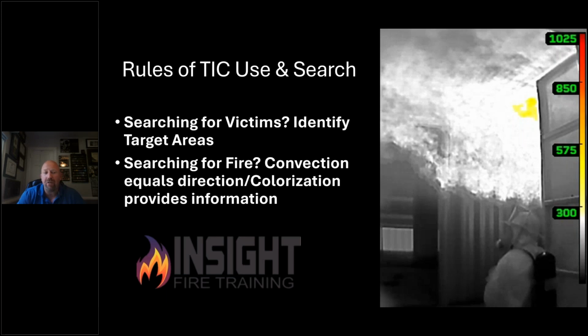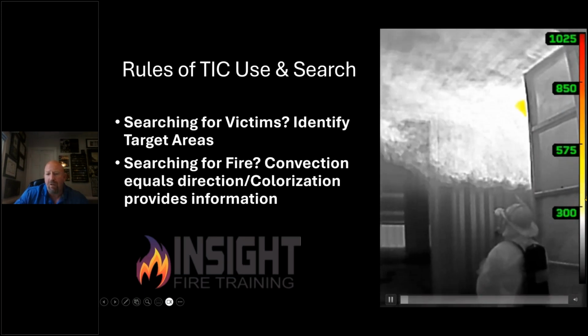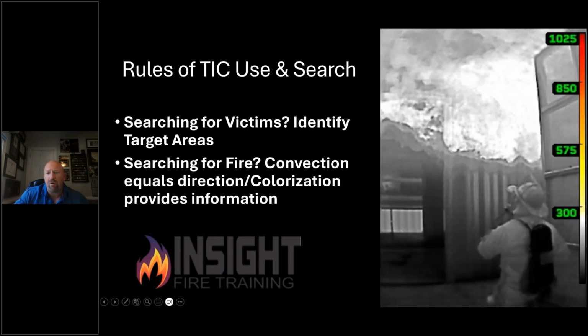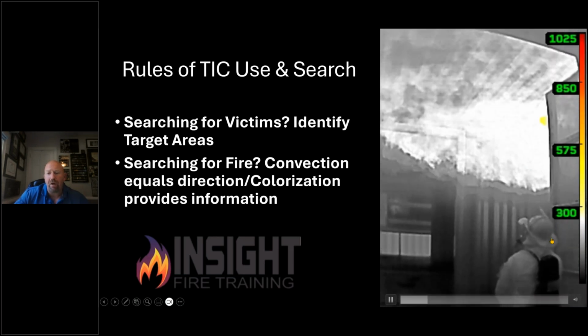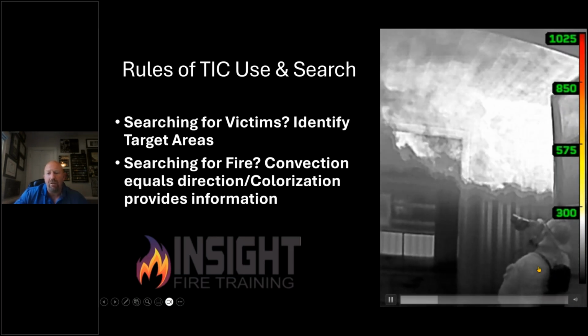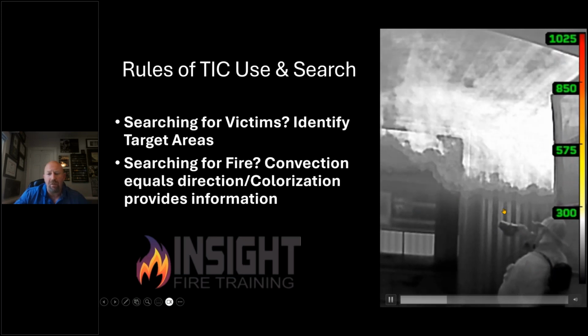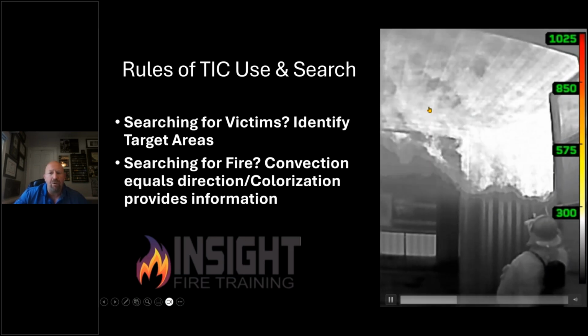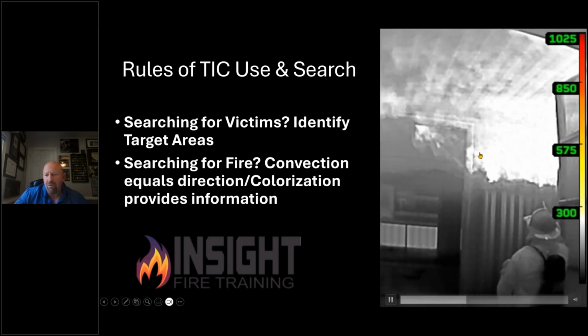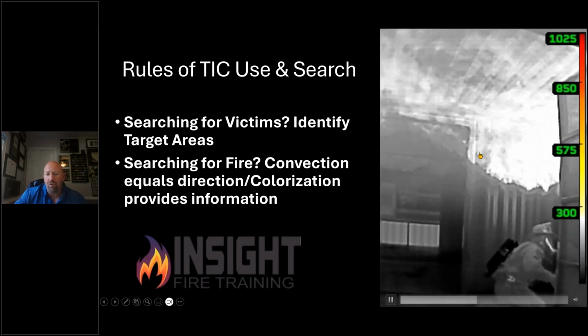Remember this, convection can lead to the direction of the fire, and colorization can provide information about what's hot and what's been heated. Look at this great video from Parker, Texas, from the FirePro 300. You can see the convection coming around the corner, moving from hot to cold, with the firefighter staying low out of the way, checking it out through an MSA camera in this particular example. And you can see it moving. It's clear as day.